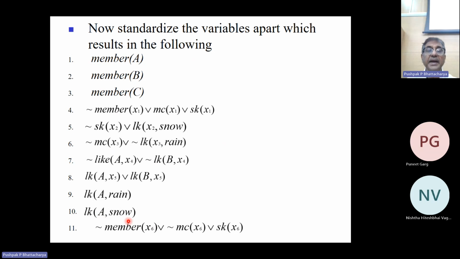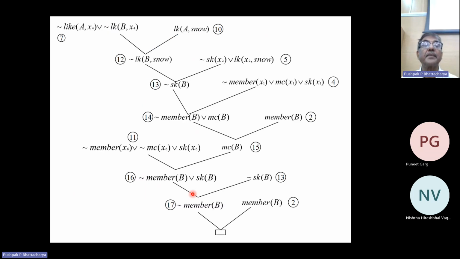So like A rain, like A snow, and we have the final formula which needs to be proved. Is there a member who is not a mountain climber but a skier? That is converted to not member X6 or not mountain climber X6 or not skier X6. So we are interested in this variable X6. The answer will come in X6. Okay. So now let us see what happens to this whole set of formula and the knowledge.